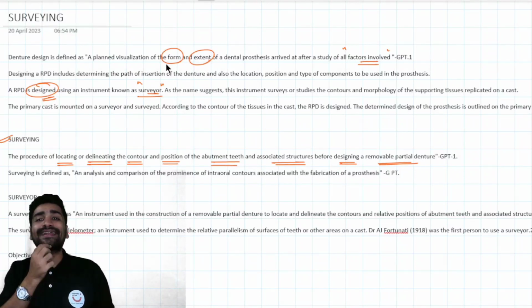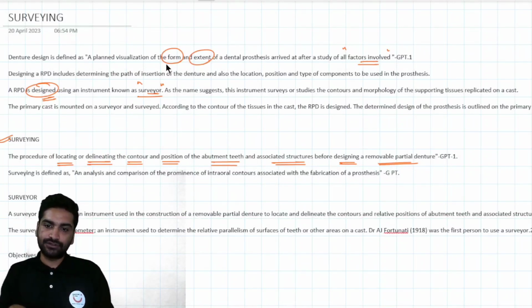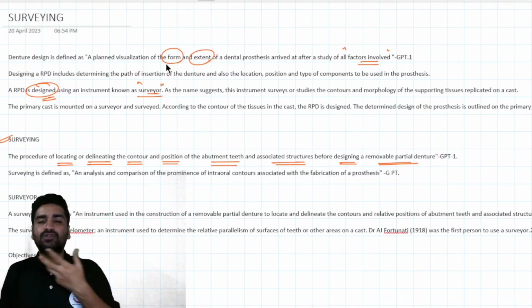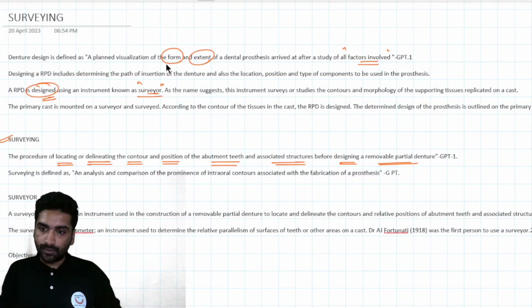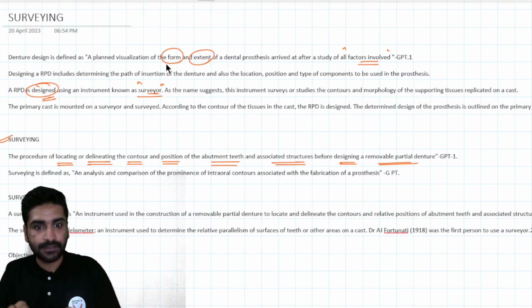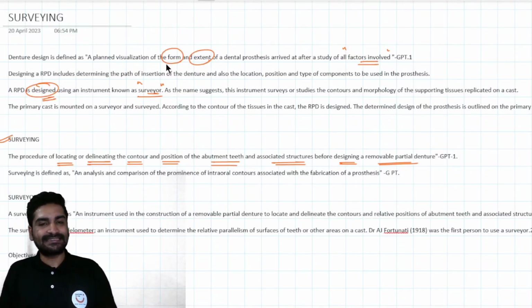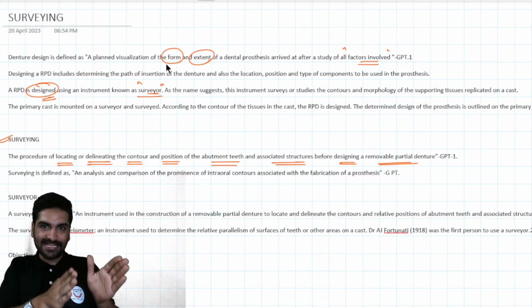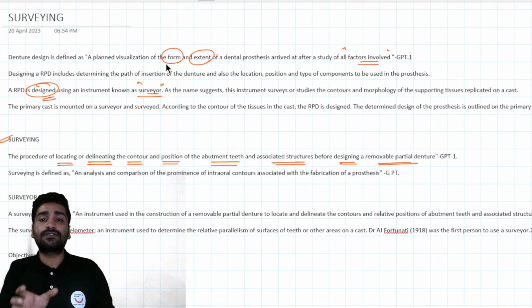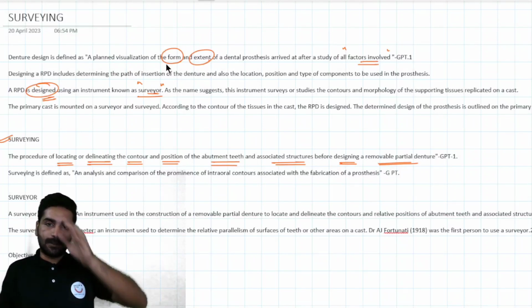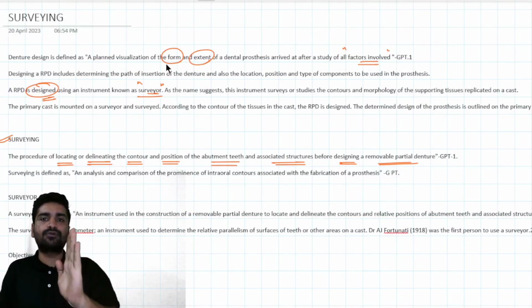You are going to locate and delineate the contours and position of the abutment teeth as well as the associated structures, right? The soft tissues, the contour of the soft tissues, the contour of the bone, everything you will have to visualize and delineate. So now if I want to define surveying according to the glossary of prosthodontic terms, surveying is an analysis and comparison. First you analyze, then you compare. What you are comparing? The prominences of the intraoral contours. The most prominent part you have to locate.